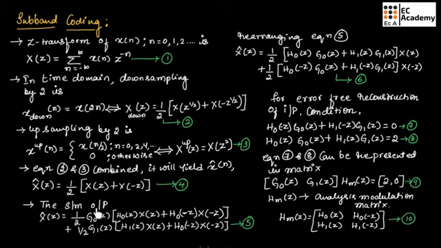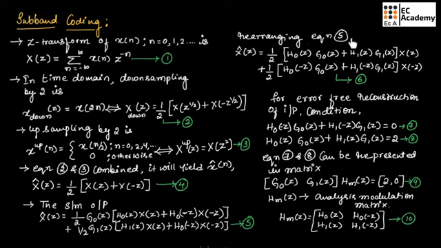So the system output can be written as x cap of z equal to 1 by 2 into g0 of z multiplied with h0 of z into x of z plus h0 of minus z into x of minus z, plus 1 by 2 g1 of z h1 of z into x of z plus h1 of minus z into x of minus z. Let us consider this as equation number 5.